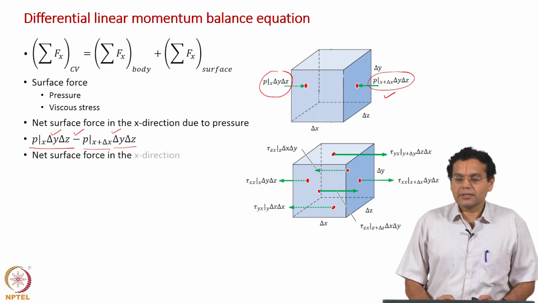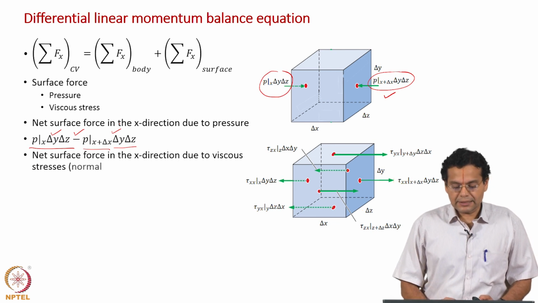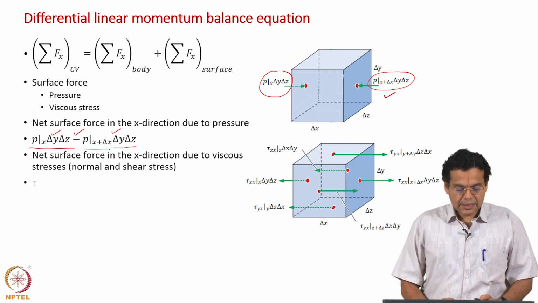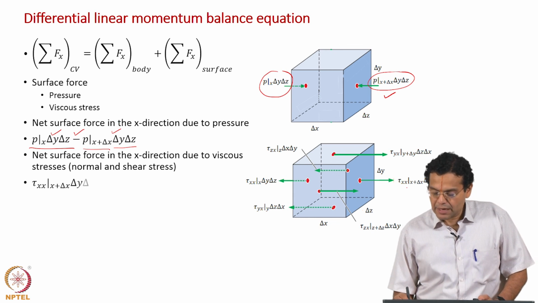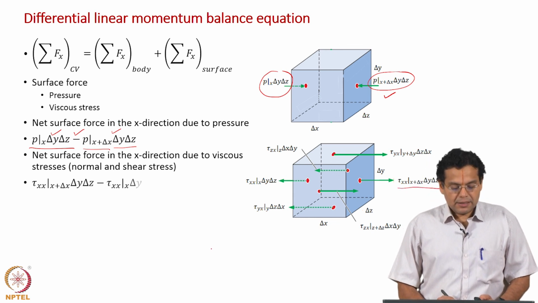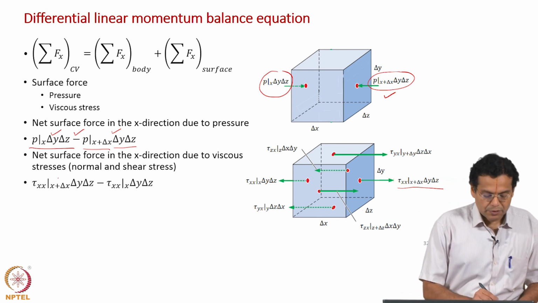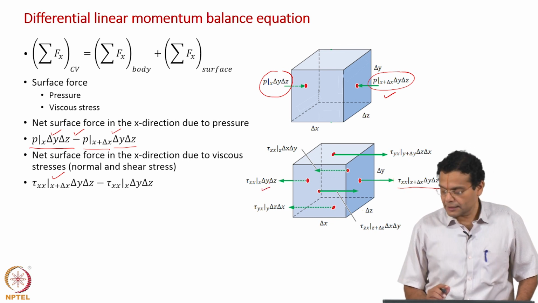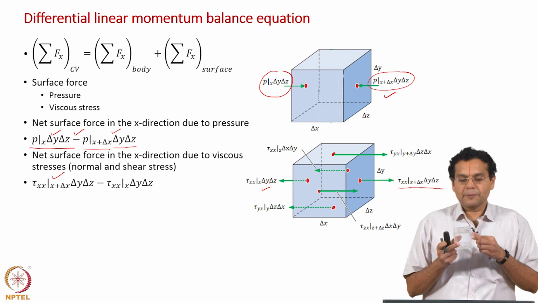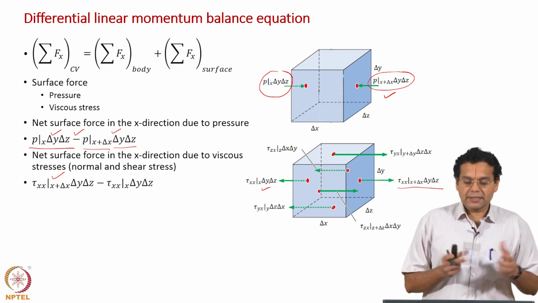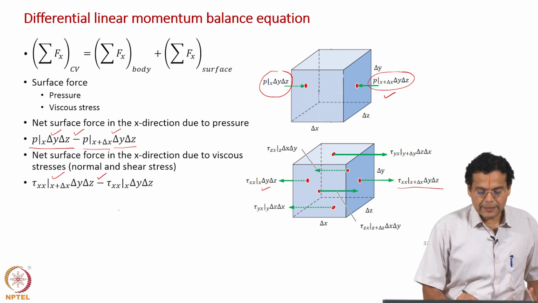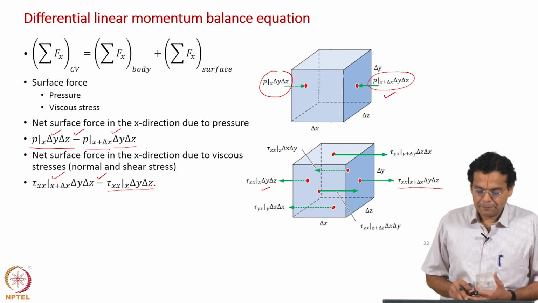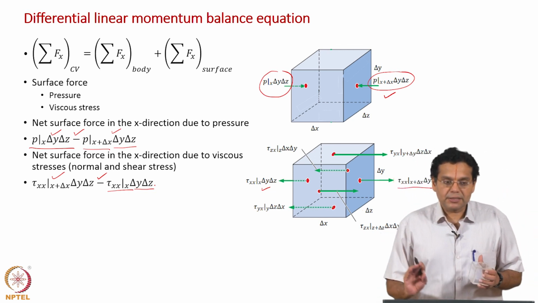let us write down expression for the net surface force once again in the x direction due to viscous stresses, the normal and shear stresses. Now, let us write down first for the normal stress. We have tau xx x plus delta x, which is along the positive x axis. So, it is positive here, of course multiplied by the area delta y delta z. Now, on the opposite side, you have the normal stress acting along the negative x axis, and that is why we have a negative sign here, and tau xx evaluated x multiplied by the area. So, this accounts for the net surface force in the x direction due to normal stresses alone.